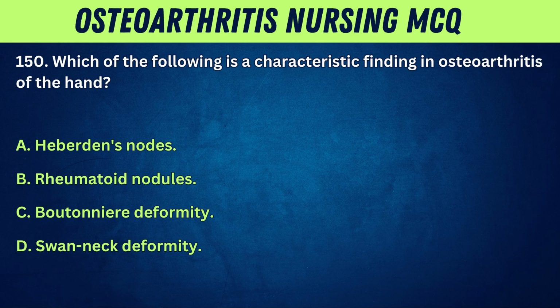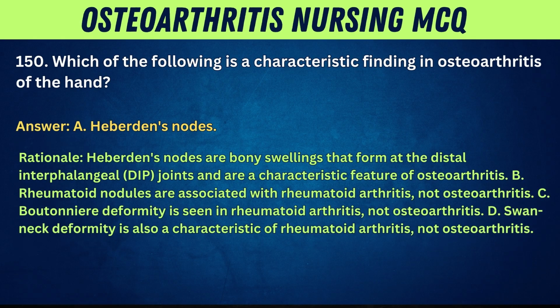150. Which of the following is a characteristic finding in osteoarthritis of the hand? A. Heberden's nodes. B. Rheumatoid nodules. C. Boutonniere deformity. D. Swan neck deformity. Answer: A. Heberden's nodes. Rationale: Heberden's nodes are bony swellings that form at the distal interphalangeal (DIP) joints and are a characteristic feature of osteoarthritis.